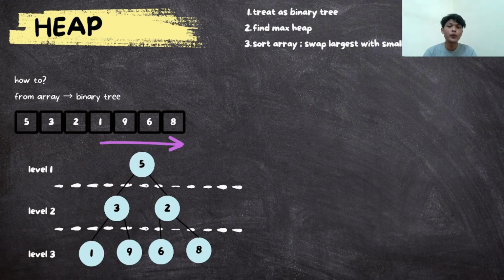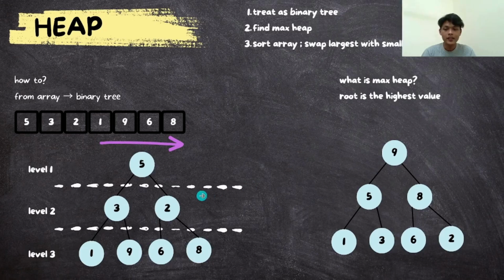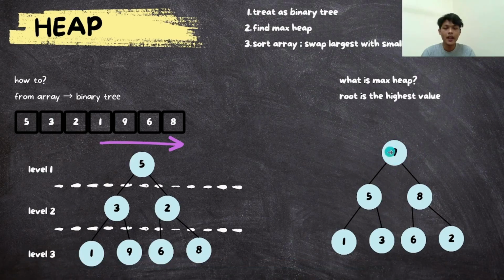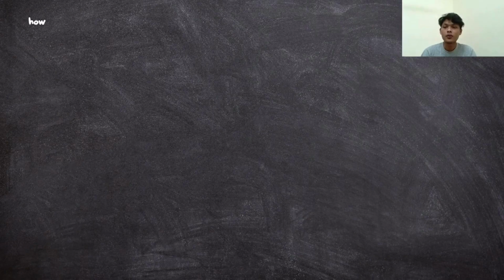Next, you need to understand what is max heap. Max heap is where the root is the highest value. As you can see, the highest value in our tree is 9. So 9 should be up there at the root. So that is max heap. So let's see how to do max heap.